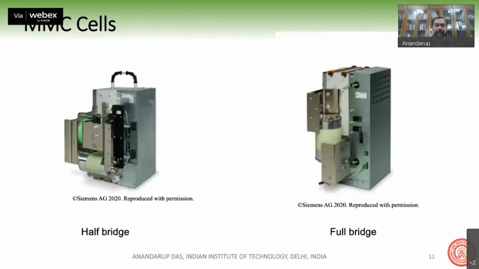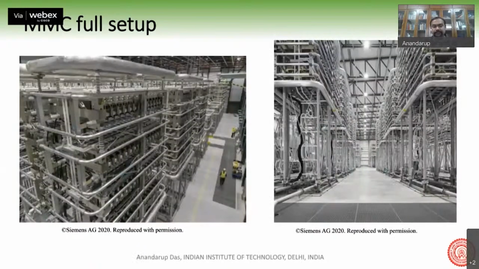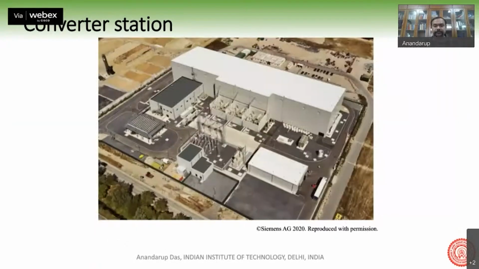These are the pictures of the half bridge and full bridge cells, and this is the picture of a converter. You can see how big the total converter is, and this is the total size of the converter station. It's quite big, so you can understand the size by seeing the cars which are parked at the top of the picture. From there, you can get an idea of how big this converter station is. It may be the size of a football field or even more.